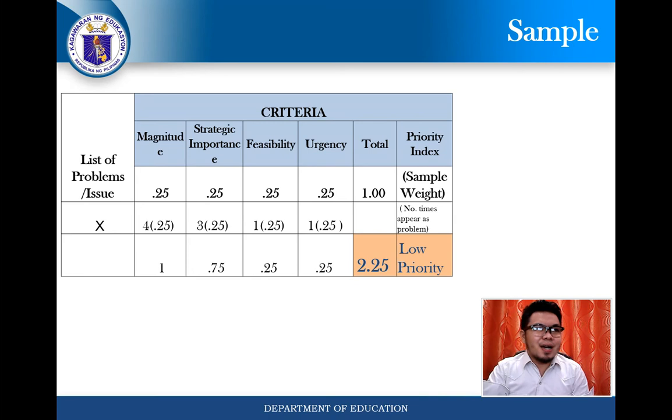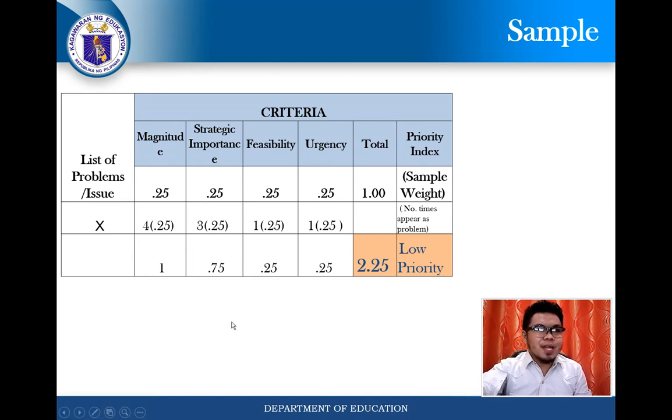Ito po. We have here the list of problem. Example, ang problem natin ay X. Example lang. So, problem talaga yung mga X na yan. We have the following criteria na sinabi ko kanina. We have the magnitude, strategic importance, feasibility, then the urgency. Then at the end of this criteria, we have the total and the priority index and also the interpretation.